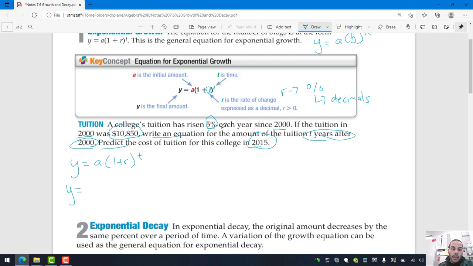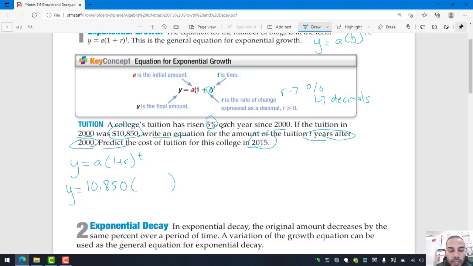Okay, a always represents your initial amount or your starting amount. In this question, they're telling us that in the year 2000, which is the first year we know about, the cost was $10,850. So in my starting year, in the year 2000, my cost is $10,850. That is my initial amount. So for a, I'm going to plug in 10,850.